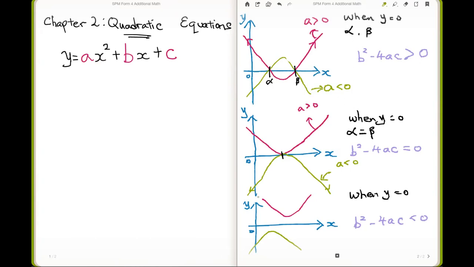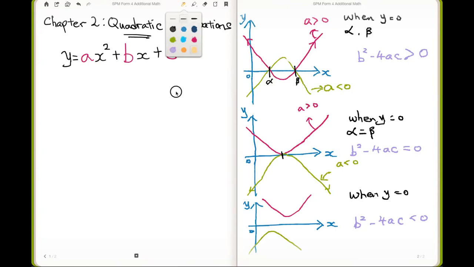So once you manage to get the roots, what can you do with them? You work backwards, come back to here. It helps you to form an equation. If you are given roots, you should be able to find the general equation. There are questions like, for example, alpha and beta are roots of an equation.